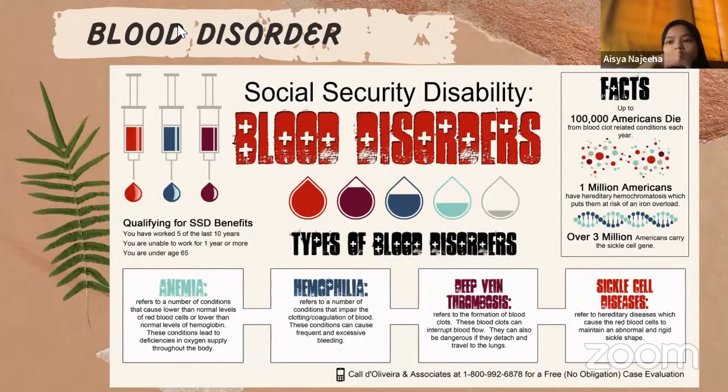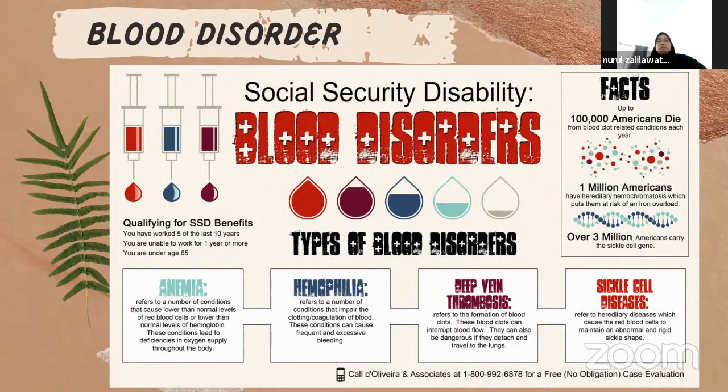So now I will present about blood disorders. There are a few blood disorders that I found. The first one is anemia. Anemia refers to a number of conditions that cause lower than normal levels of red blood cells or lower than normal levels of hemoglobin. This condition leads to a deficiency in oxygen supply throughout the body.